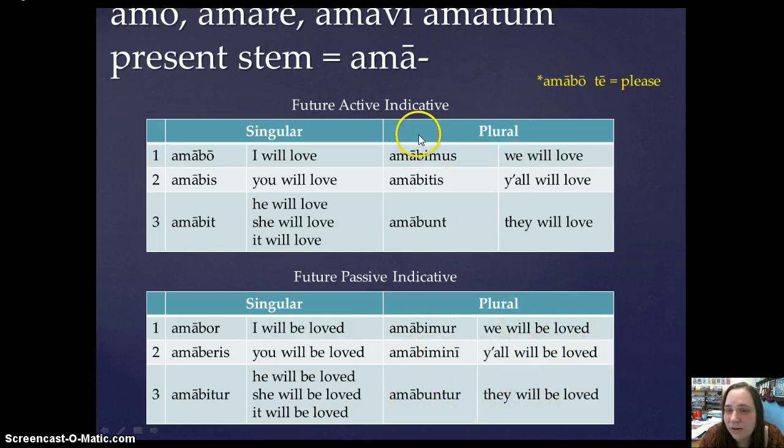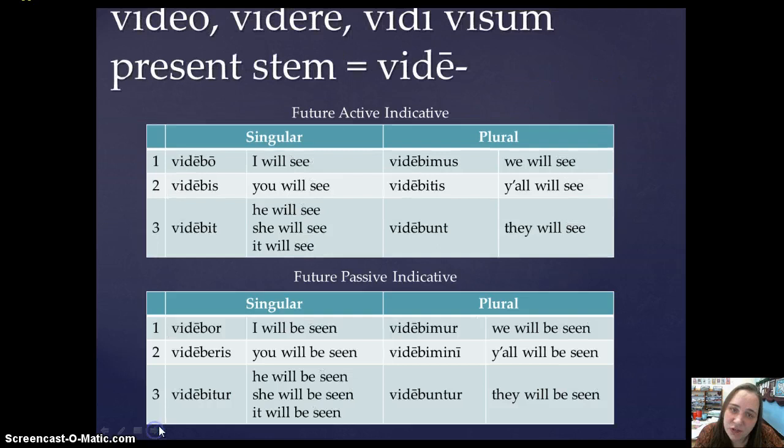I want to point out one little thing. There is an idiom, amabo te, which literally translates as "I will love you," but the idiomatic translation for this is "please." So if you want to say please in Latin, you say amabo te. Okay? This is an example of a first conjugation verb in the future.